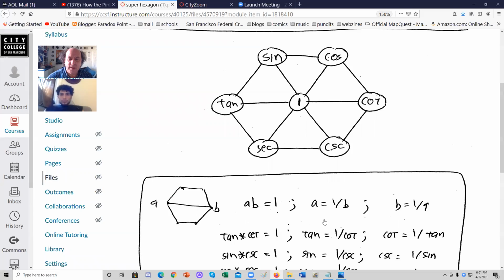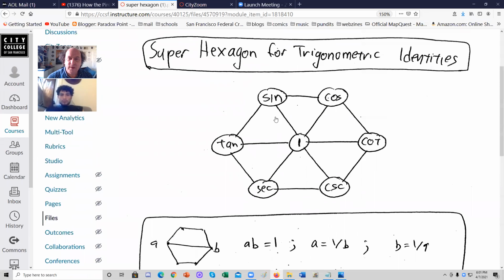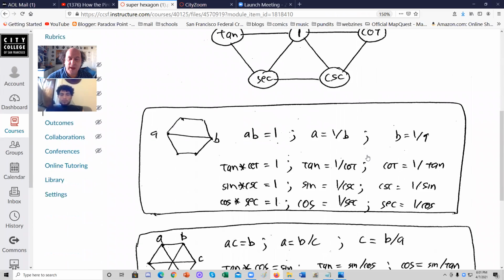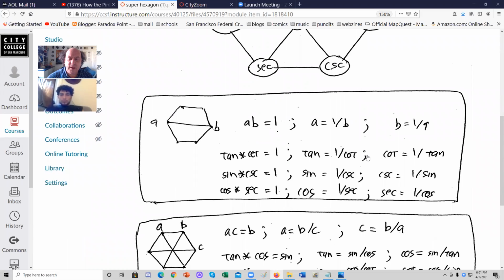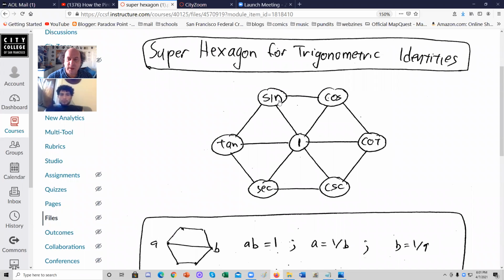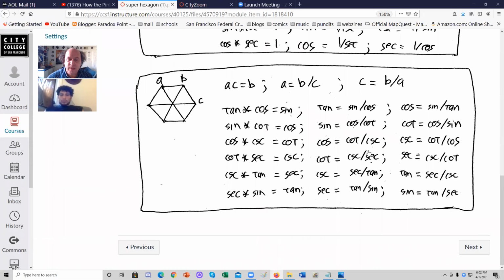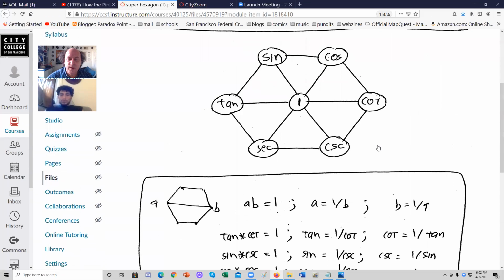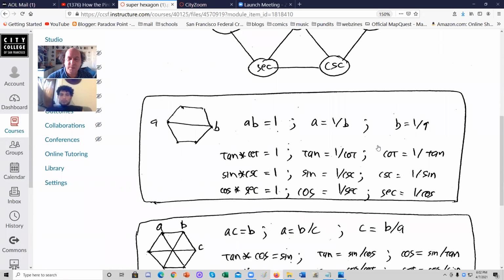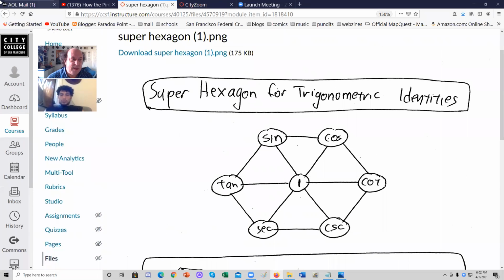So these examples. If it's this, this, and this, then A is B, then A times C equals B. Sine times cosine. Tangent is cosine. Tangent times cosine is sine. Sine times secant is tangent. Cosecant times tangent is secant. Cotangent times secant is cosecant. Cosine times cosecant is cotangent. So this is a simple way of keeping in mind various trig identities.